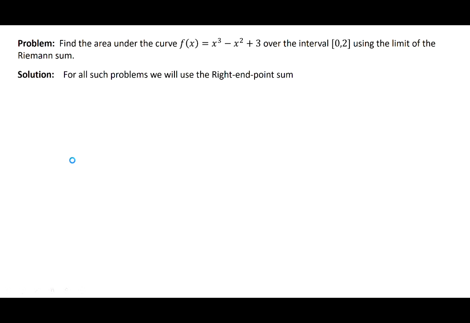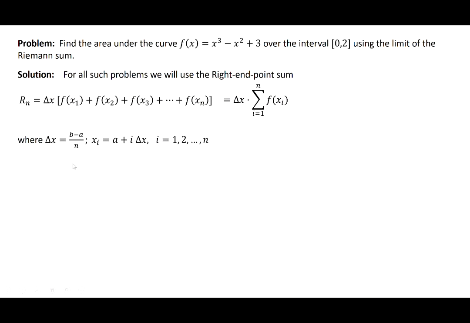Okay, again, we said we'll always use the right endpoint sum, delta x times. So the first order of business is to identify what A is. A in this case, you tell me. Yep, you're right, 0. B, 2. Cool. What's the formula for delta x? B minus A over n, which is 2 minus 0 over n, which is 2 over n.